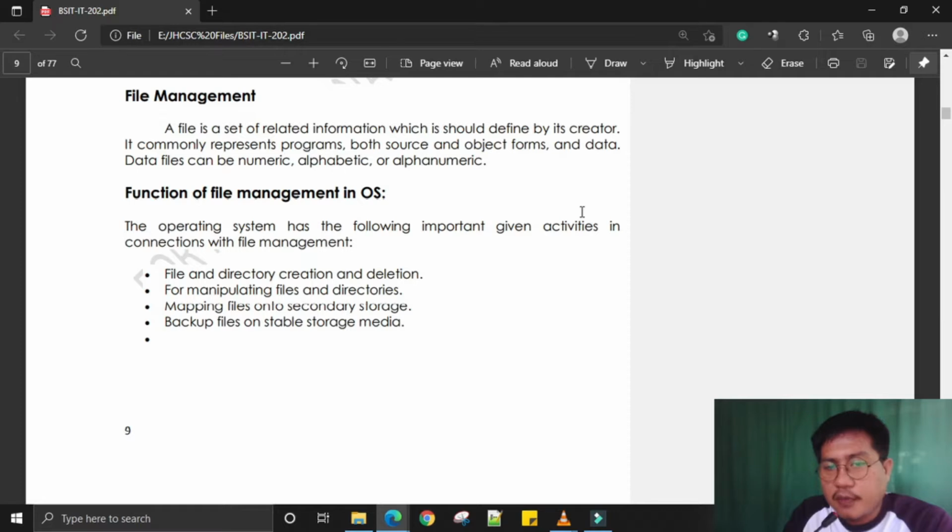So it will also map the files into the secondary storage. How will it be saved, say for example, in your pen drive, in your hard disk drive, in your solid state drive or the SSD. So it will also let you backup files on stable storage media, like copying and pasting it into another storage. So copy paste. So that's the functions of the file management in our operating system.